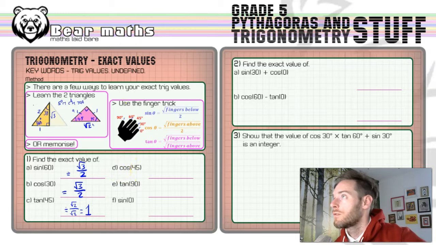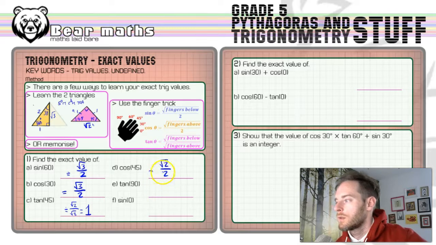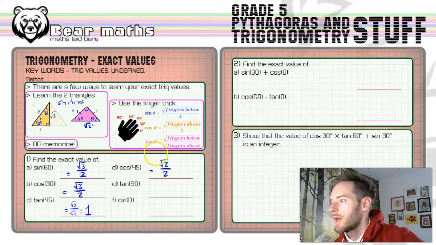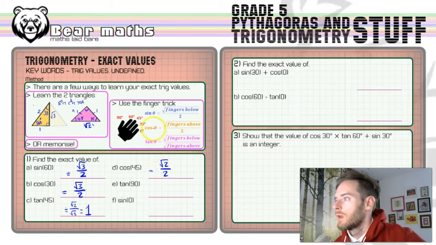Now cos 45. Cos 45, fingers above, 1, 2. So root 2 over 2. That's what that one equals. Can't do anything to simplify that. Sometimes you can simplify them, so just check that you can or can't.